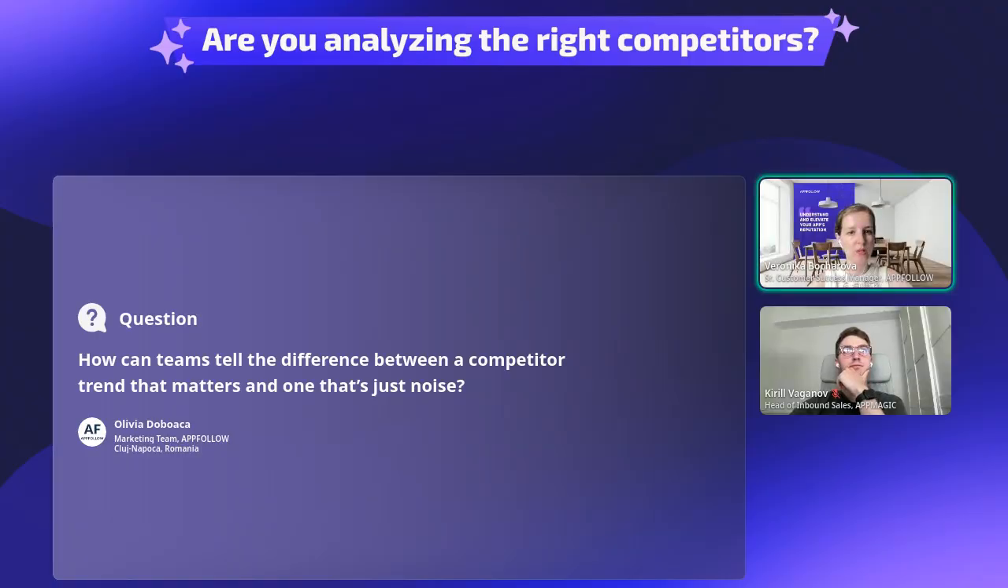Looking at one. How can teams tell the difference between a competitor trend that matters and one that's just noise? I think both of us could look at this. Let me know if you have anything to answer to that.